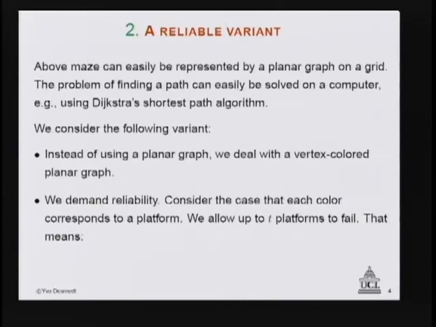We are looking at a variant of the problem. And so we also are going to use a planar graph. But what we are going to do is color the vertices in this planar graph. And we demand reliability. That means that it is possible that some of the colors will disappear. The nodes just vanish. Okay? So it's possible that T colors are chosen, and then the vertices that have these T colors, all these vertices will be removed from the grid, and also their adjacent edges.